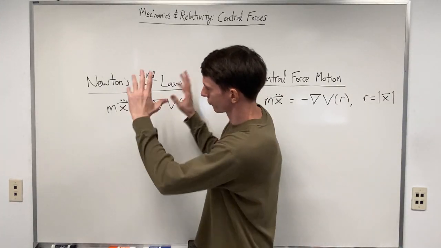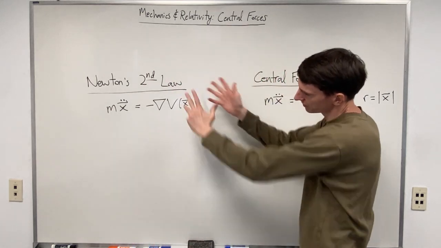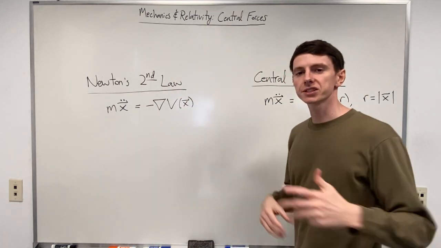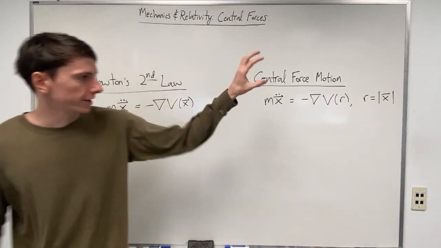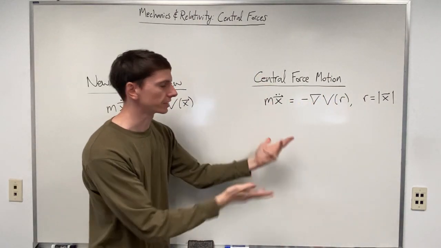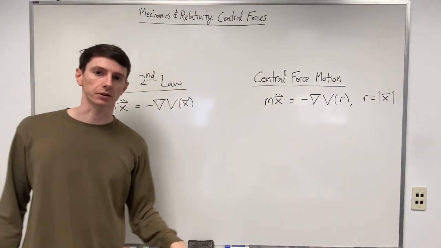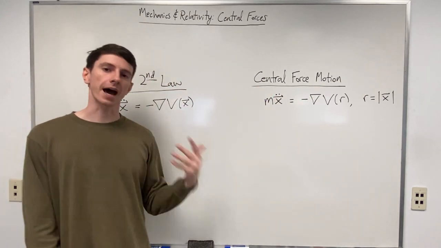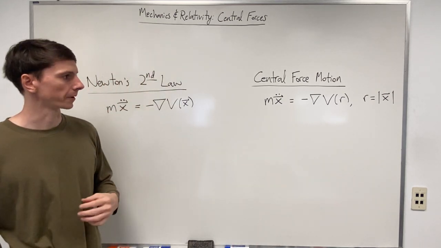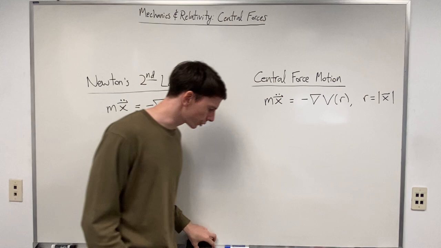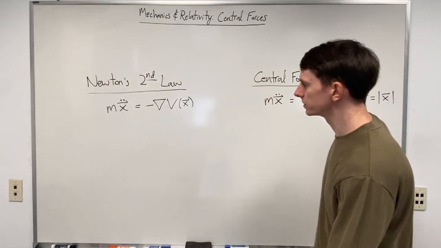Okay, so I have writing on both sides of me here. On the left-hand side of me, we have Newton's second law written out in the general sense. And on the right-hand side, we have something that I'm calling central force motion, which is just Newton's second law if the force acting on a particle is a central force as opposed to a general force.